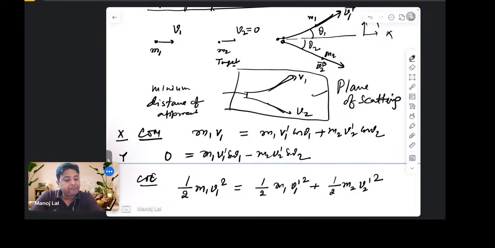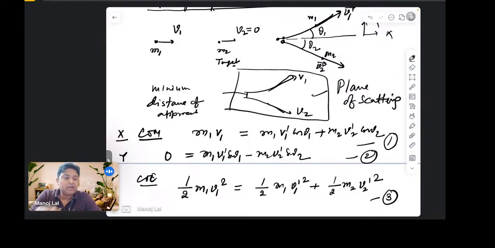So this is how we will get this thing. But here, if you see carefully, what are the unknowns? The unknowns are v1 dash, v2 dash, theta 1, theta 2, and we have three equations, right? All right, so if you try to solve it, how will you solve? There are three equations.